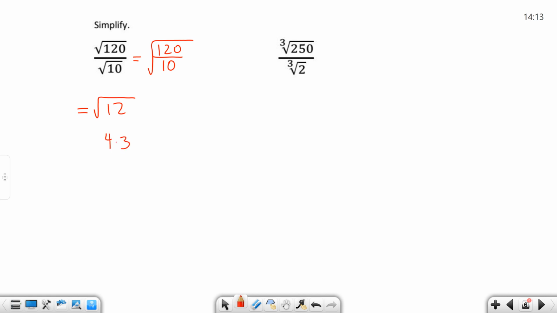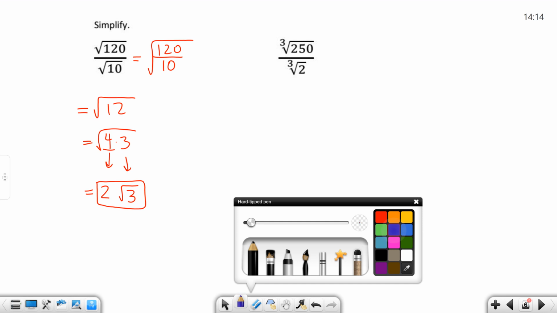12 is 4 times 3. Why did I pick 4 times 3 and not 6 times 2? Because I cannot take the square root of 6 or 2, remember. I only want to factor radicals into something that is a perfect, in this case, square. So I need 4, 9, 16, 25, remember. So the square root of 4 comes out as a 2, and the 3 stays under the radical. You cannot apply the square root to 3. So the square root of 12 becomes 2 times the square root of 3.